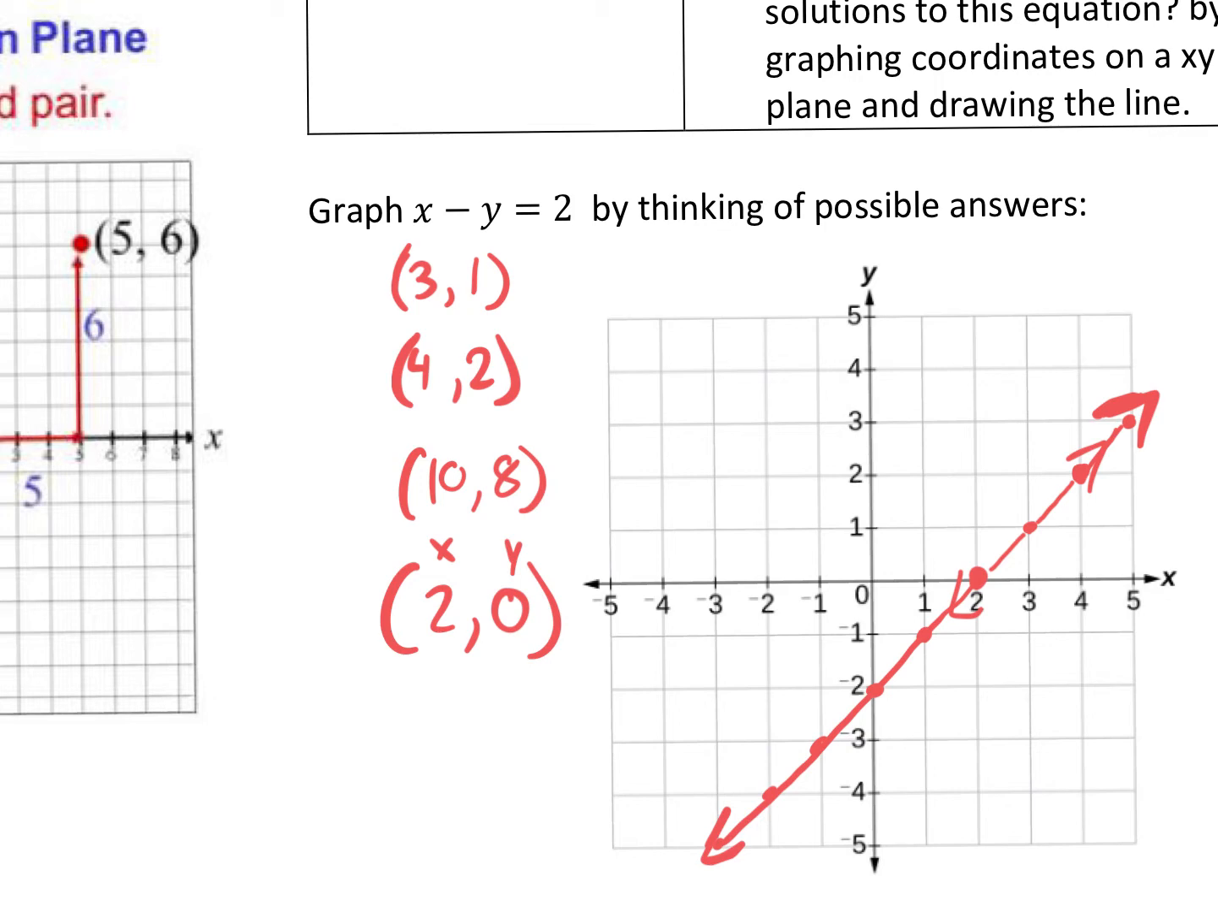Okay, now for example, what if your x value was 0? So if you had a 0 right here, what would the y value have to be in order for it to be a positive 2? 0 minus, this would have to be a negative 2. 0 minus a negative 2 would give you the positive 2. So that'd have to be a negative 2. And if you look at that coordinate, 0 on the x, negative 2 on the y, there it is. This line truly does represent every single answer that could possibly exist for this 2-variable equation. All right, let's flip this paper over and continue.